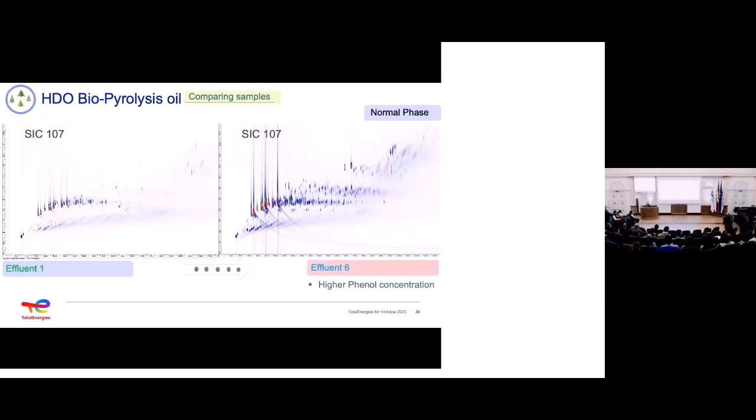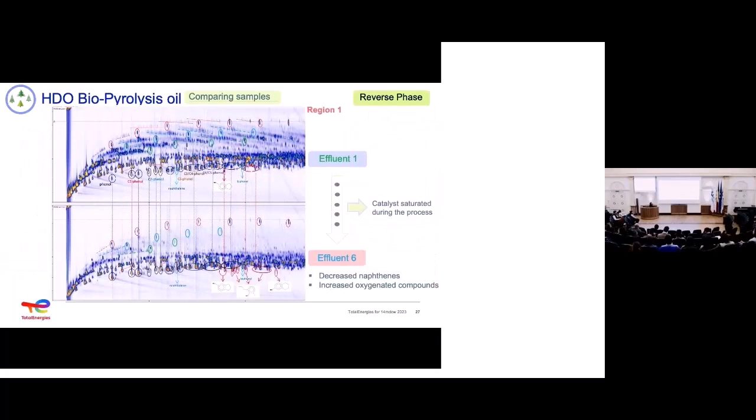And this is also confirmed once we use the reverse phase approach. So here we compare the two samples in the reverse phase. We can see initially that the naphthenes in the effluent 6 are in lower concentration. And also we have more oxygenated related compounds. We found some that we didn't find in the first effluent. This is for the first region of the sample.